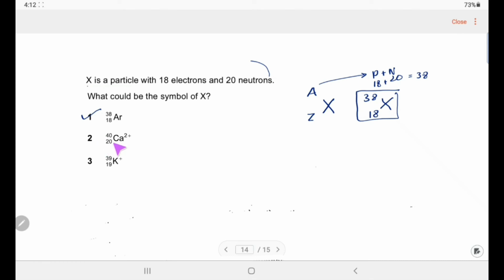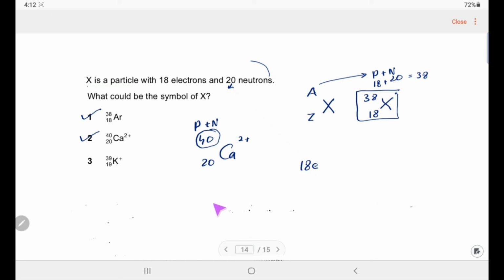Now coming towards the second, that is calcium with a two positive charge, 40 and 20. When it loses two electrons, it has 18 electrons in the calcium ion. Again, 40 is the sum of protons plus neutrons. Then 40 minus 20 neutrons, it will get 20 protons, and the total 40 is correct here. So it can be represented like this too.